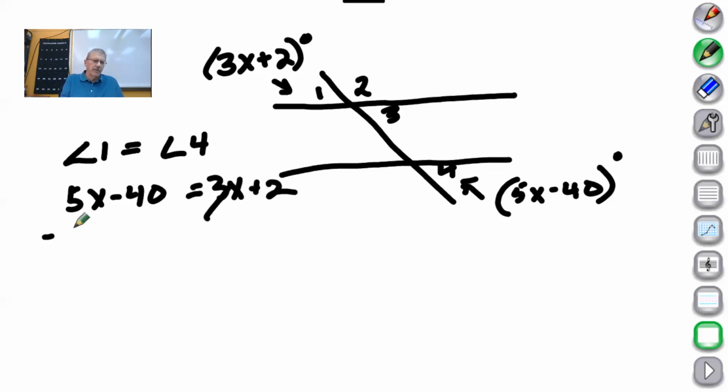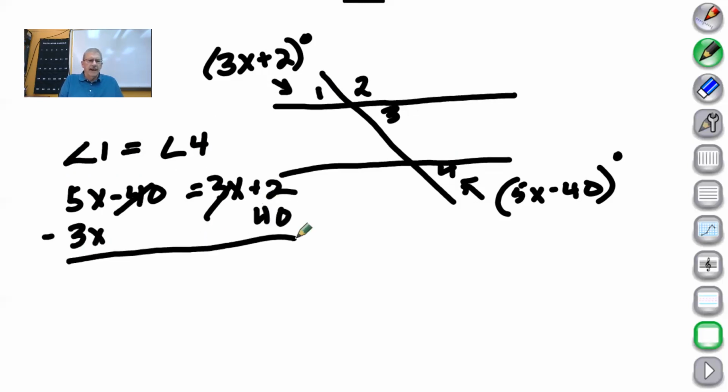Bring the 3x over to the other side. Bring the 40 over to the right-hand side. And calculate. This would be 2x equals 42, and x equals 21. Now, that's not the angle. That's just the value of x.